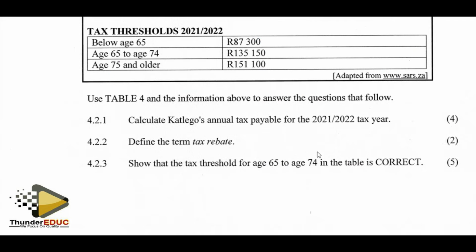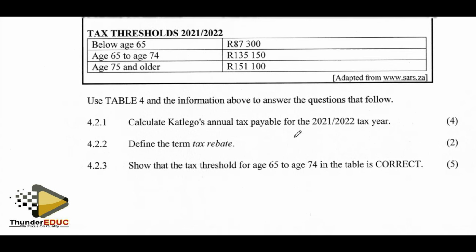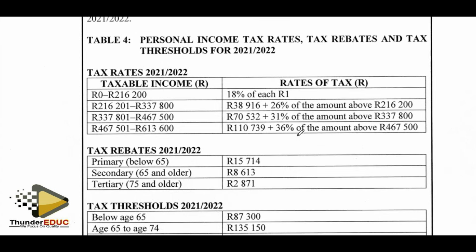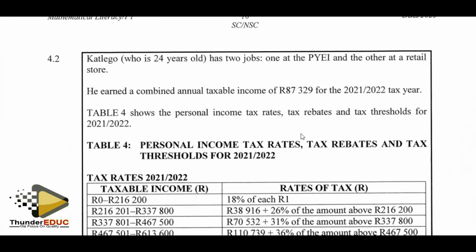They are telling us to calculate Kaslecho's annual tax payable. First and foremost, we need to know how much the person earns. Kaslecho is 24 years old. He works for that company there. He earns this much. This is already annual taxable income. So they want us to calculate how much he will pay in tax.